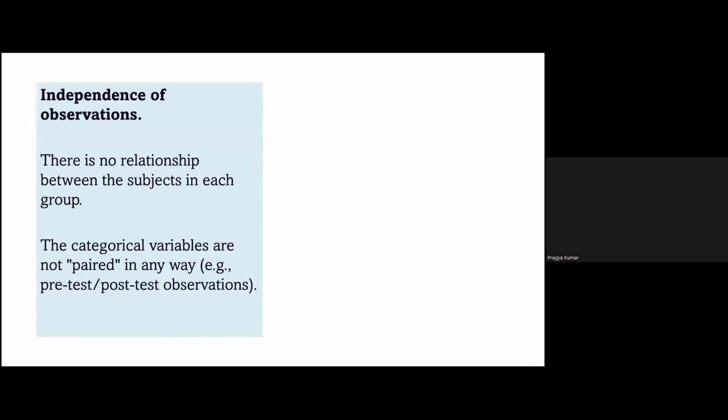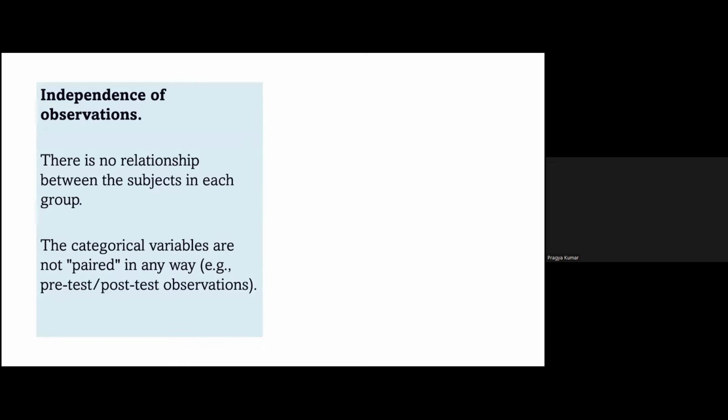Okay. So now, independence of observation, we have done this, but just to reiterate, there is no relationship between the subjects in each group. We also call this the opposite of paired value. So we will see in the McNemar test and paired t-test that we define something called the paired value.